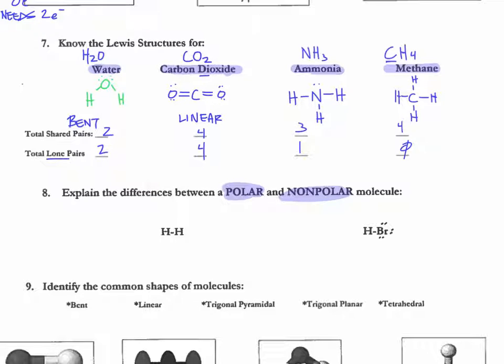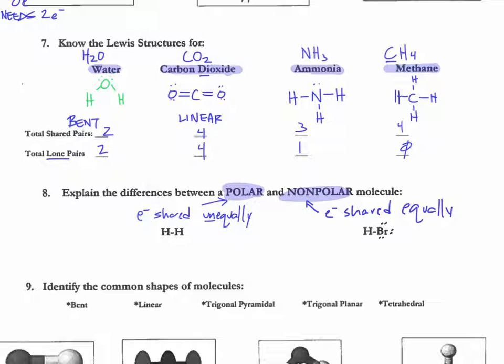Polar means that the electrons are shared unequally, which means one atom is going to pull harder on the electrons than the other atom. Nonpolar means that the electrons will be shared equally, which means both atoms are pulling the same amount.